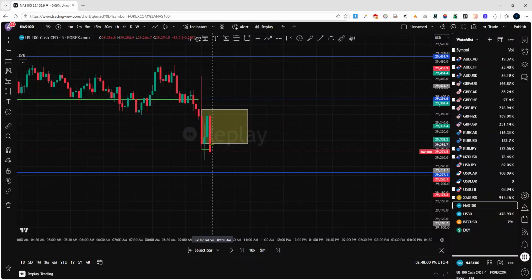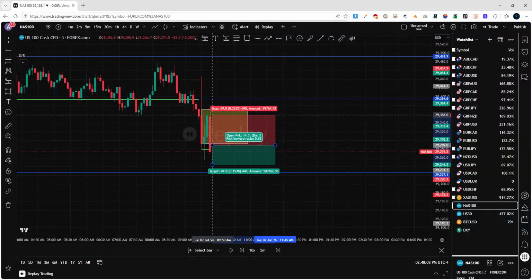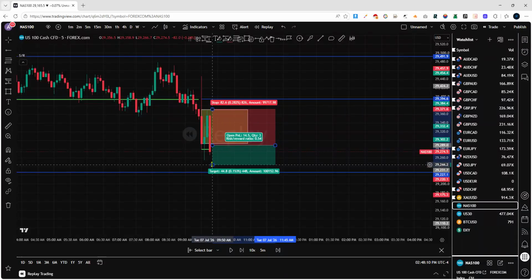I shorted right up in here. Once price got up in here, I didn't wait for the price to close. Once we got right up in here, I entered into the trade.